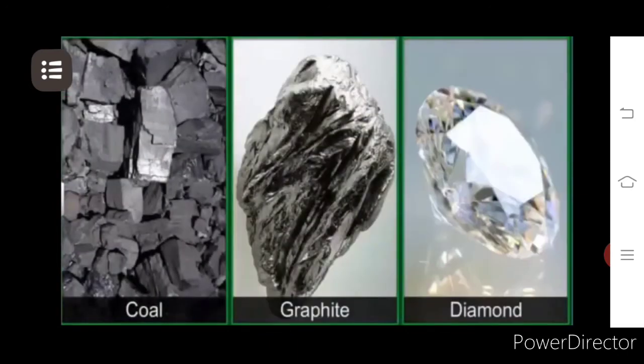Here are 3 minerals made of carbon. Observe how they differ widely in their hardness, crystals, luster, and density due to the difference in their conditions of formation.